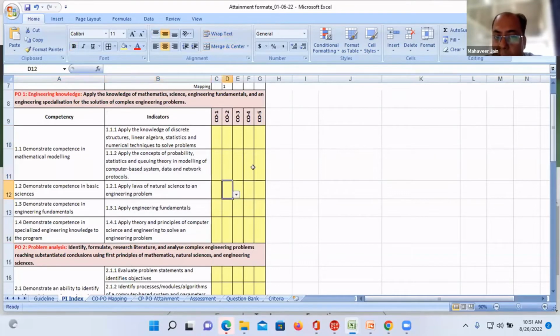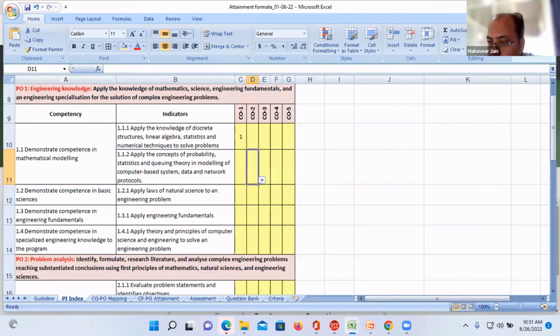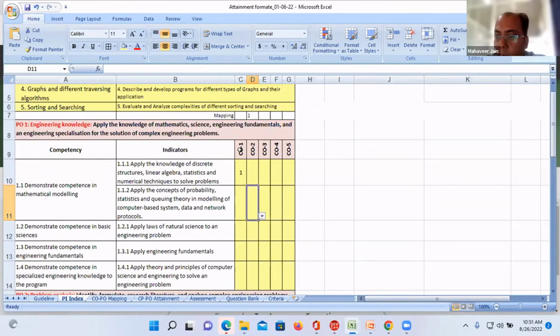And in the yellow marked area, there are my COs, CO1, CO2, CO3, CO4, CO5. If my CO1 is related with PI indicator 1, then I need to place the 1. Is it visible? Yes, sir. Okay. Sure. If my CO1 is mapped with PI indicator 1, then I will write the 1. If CO2 is mapped, then I will write the 1. Similarly, in all the places I can write the 1.